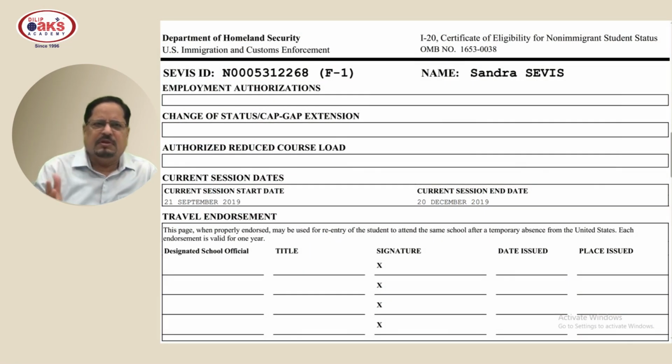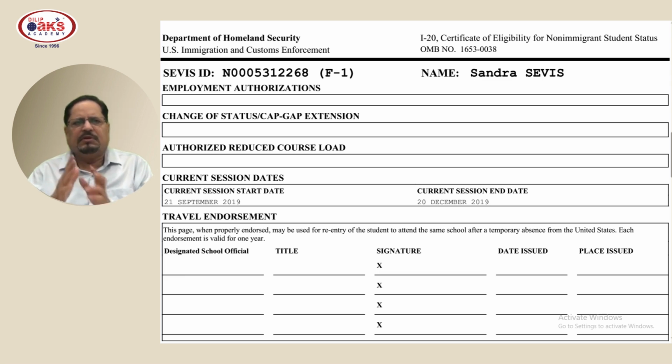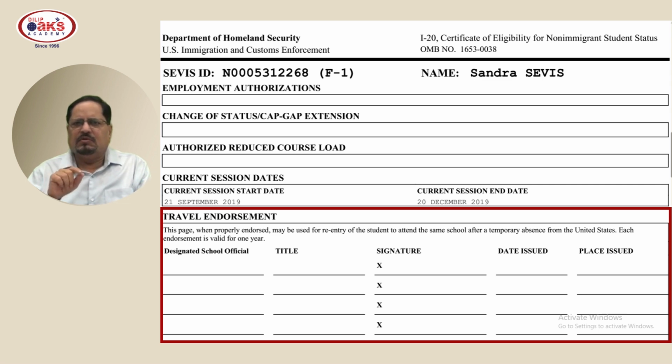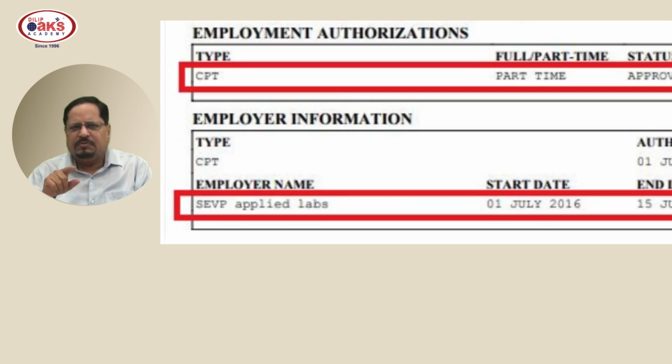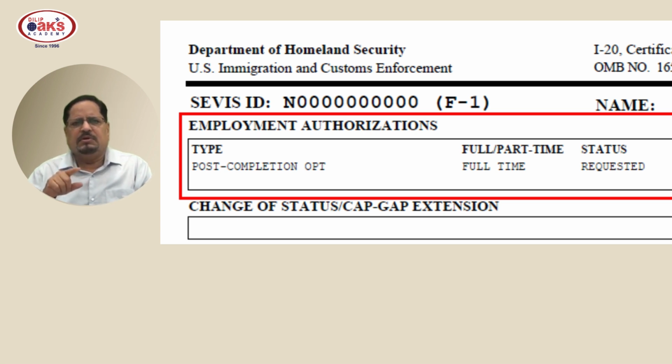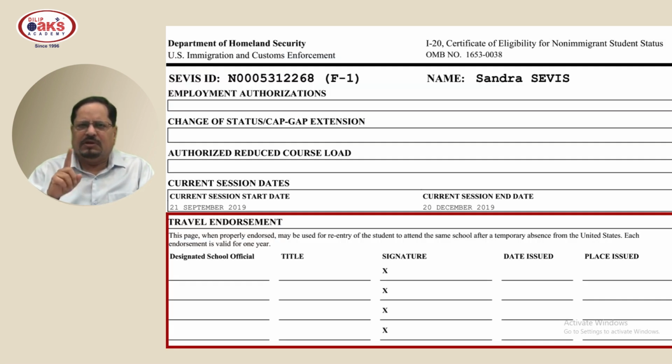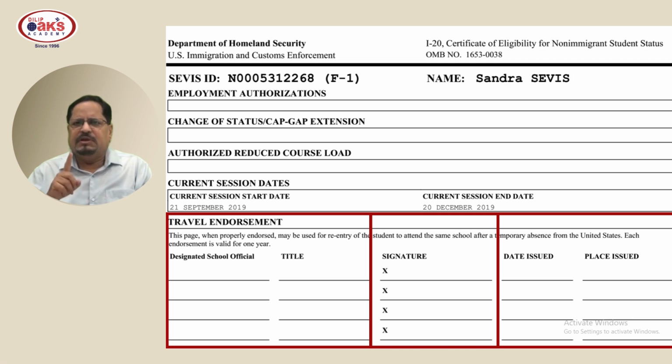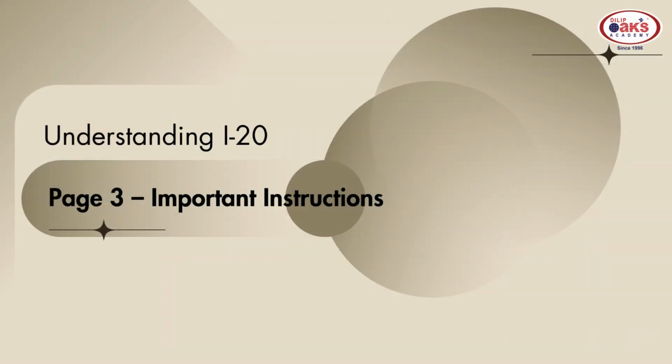Now, this is about page 1. Page 2 is travel and work authorization. Page 2 is used for travel endorsements that allow you to re-enter the US if you travel outside the US during your studies. It also records work permissions under CPT, that is curricular practical training while you study, and OPT, optional practical training, after you complete your graduation. If you are traveling outside the US, make sure that the I-20 has been signed for travel within the past year by your university international office.